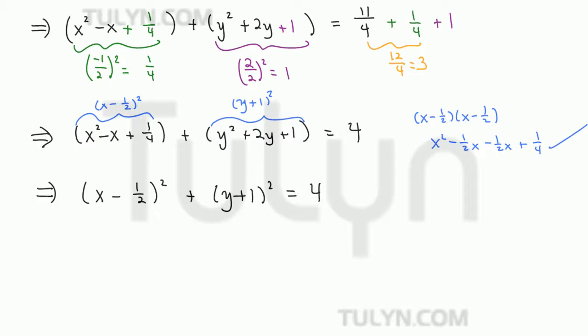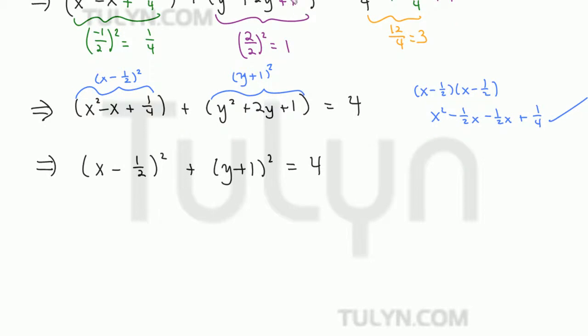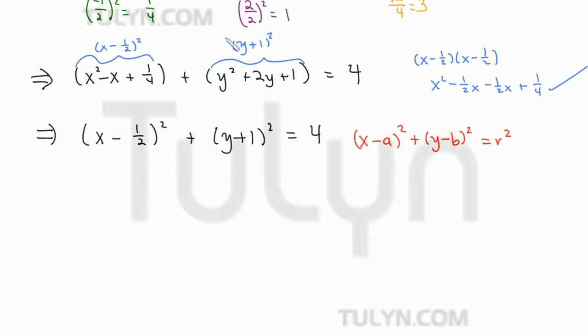great. So now we have something that looks like the equation for a circle, which is x minus a squared plus y minus b squared is equal to r squared, right? We're just missing a couple things. We need to make this positive 1 by putting a negative in there, and this 4 needs to be in the form r squared. So let's do those last steps. So x minus a half squared plus y minus negative 1 squared is equal to 2 squared, which is 4.